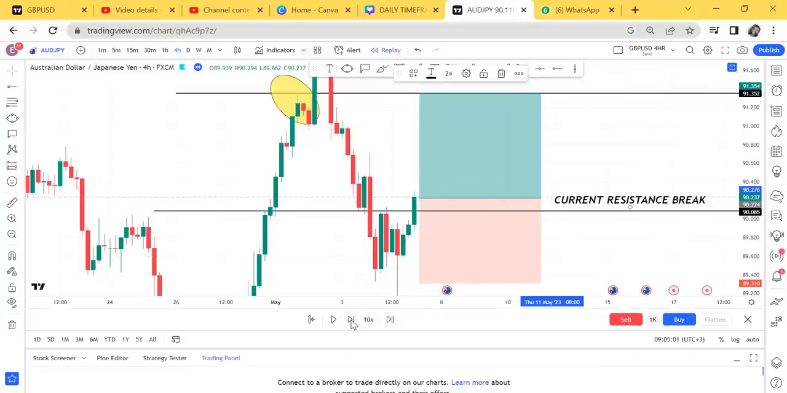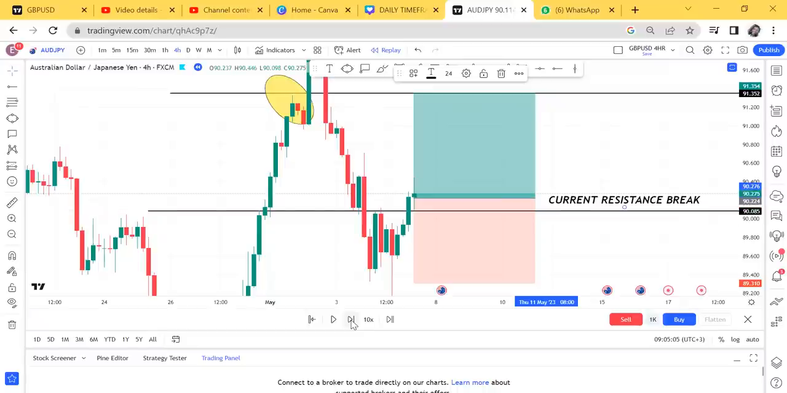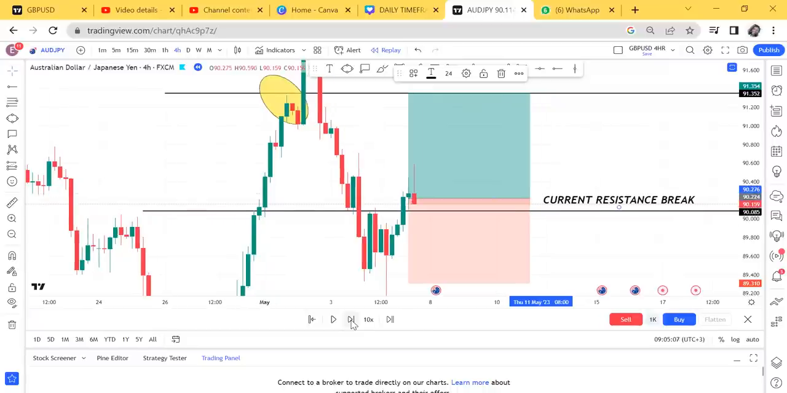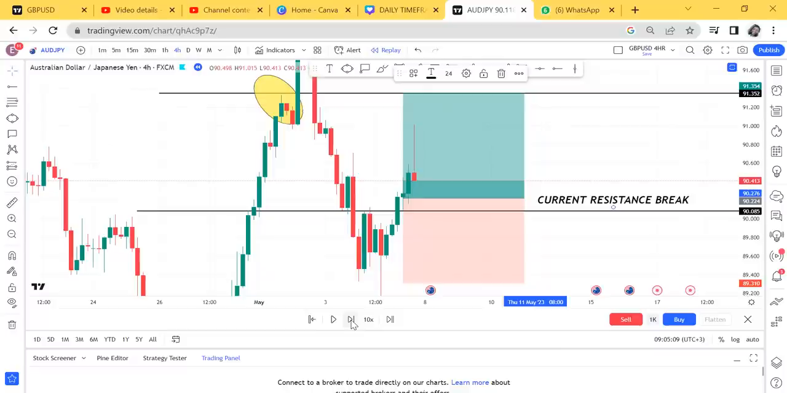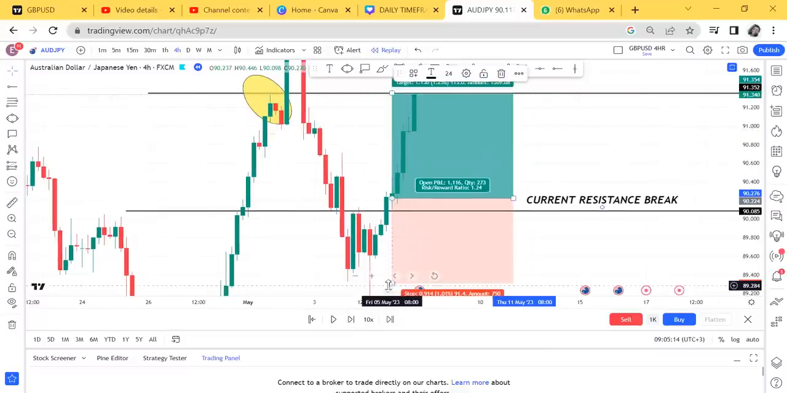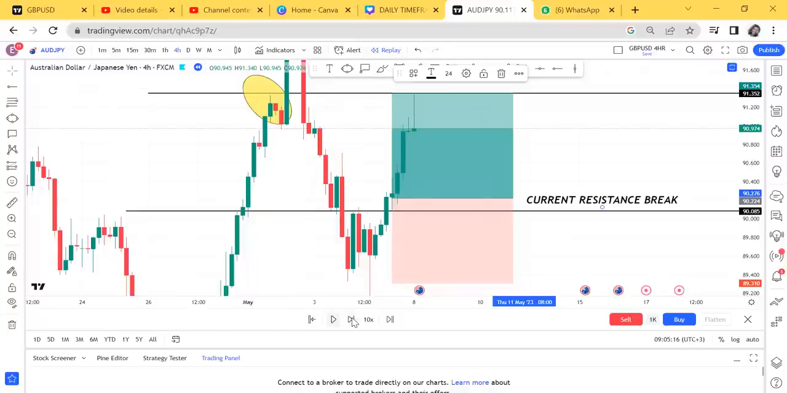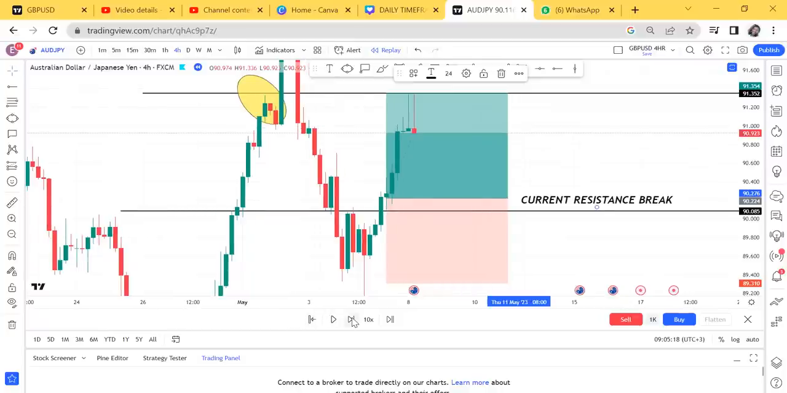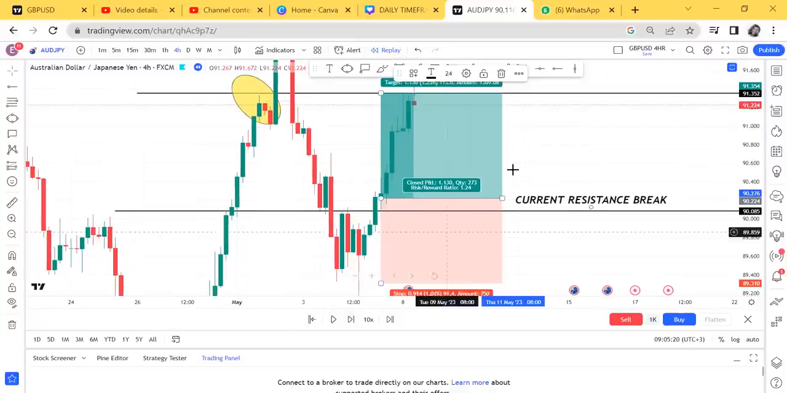So let's play and see. After 4 hours, what happened? The market starts to go up. The price goes up. Is our TP hit? Did it hit TP? Our TP, I think it is hit.